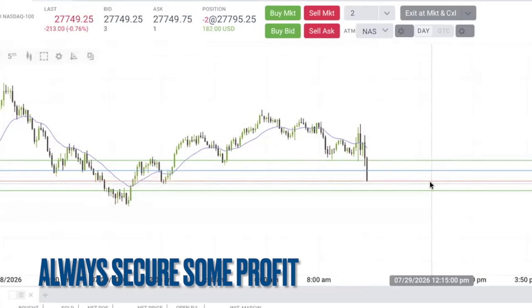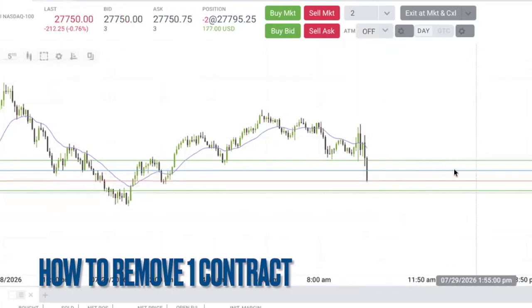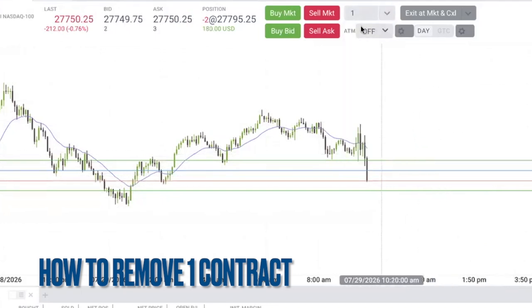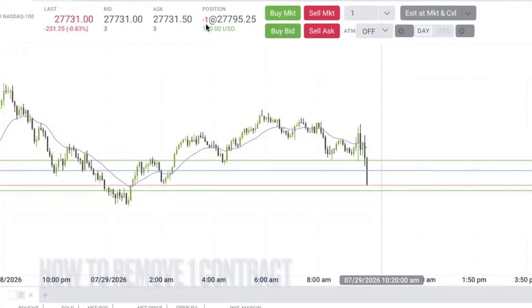So what we'll do is turn off the brackets, and we'll buy 1, and that'll take away one of our contracts. And see how now we only have 1 position left.